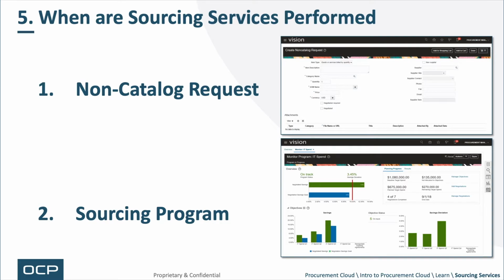And then if you've got a bunch of content in catalog on contract, you may have periodic programs to reinitiate or resource that same content. And sourcing programs don't have to be just resourcing. They happen to be a tool used to aggregate lots of different sourcing events in an objective or more than one objective, most often cost, but obviously could be soft objectives about productivity, risk mitigation, etc. So non-catalog requests and sourcing programs are 2 of the initiators of sourcing services.